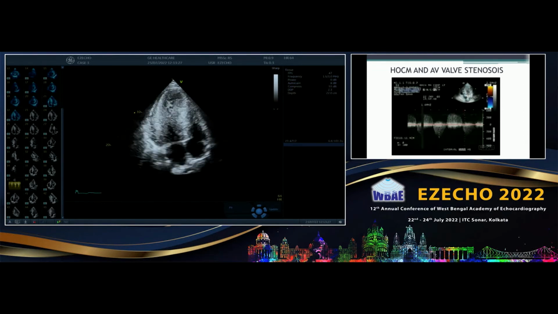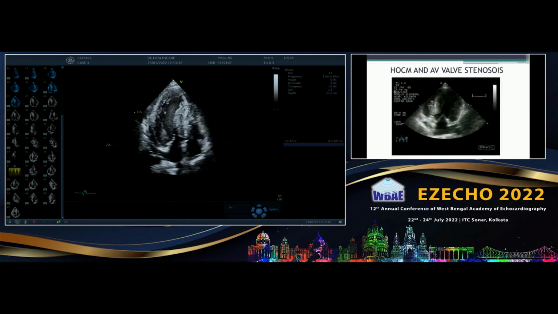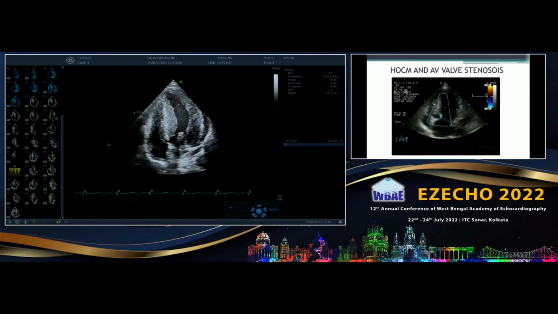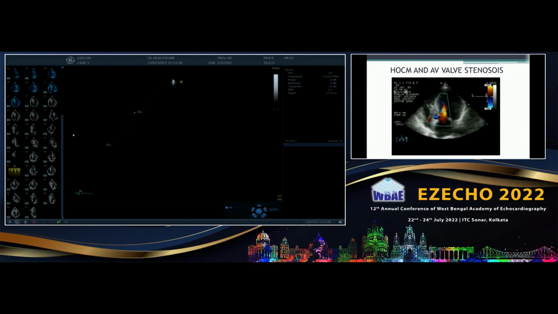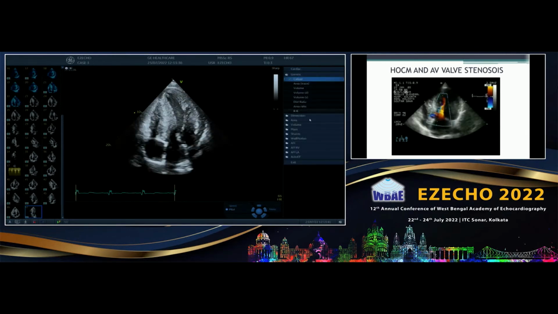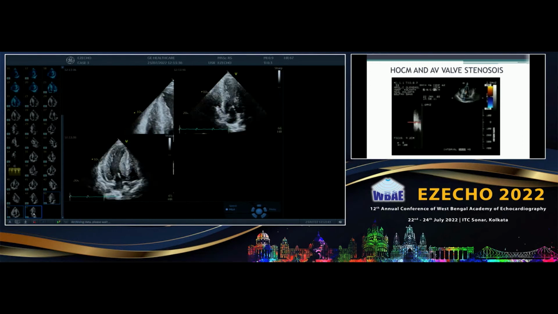So the strains will be down. Global longitudinal strains will be down, even if the ejection fraction is preserved. But what happens at the hypertrophied area? Will they look dark red? Will they look less red? Will they look blue? Any comment. Are you understanding the question?